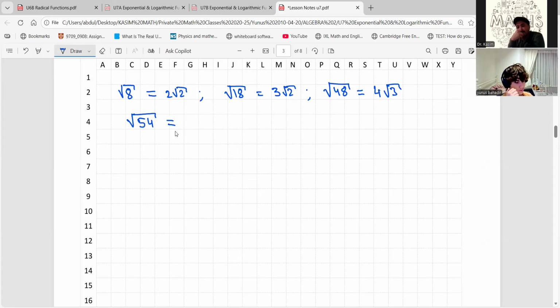Is that 6 times 9? So 3 square root of 6. 3 square root of 6. What is cube root of 27?